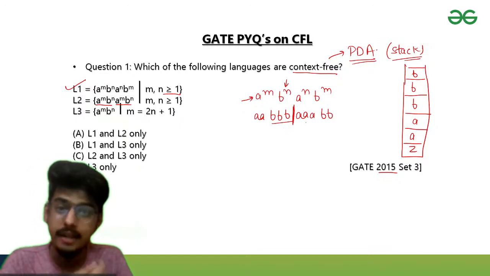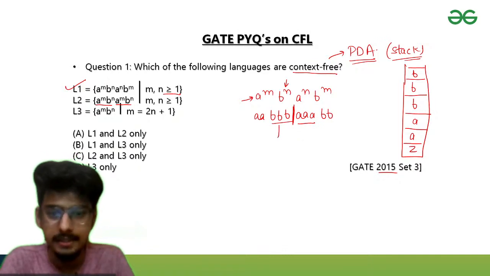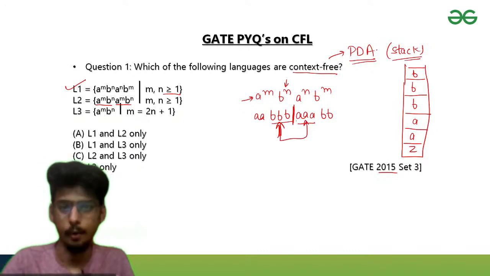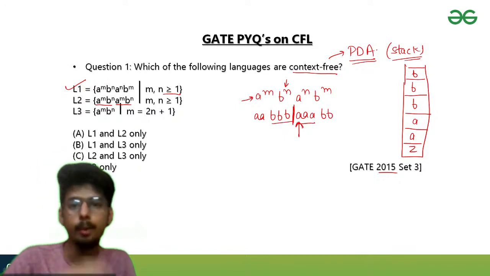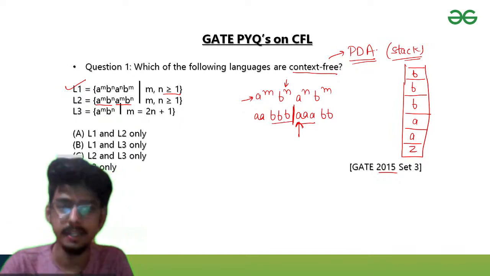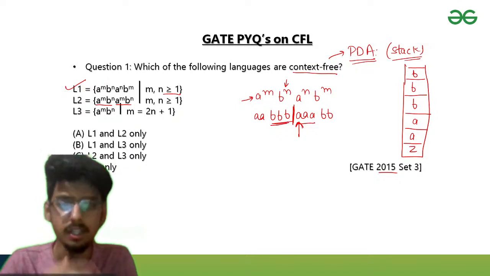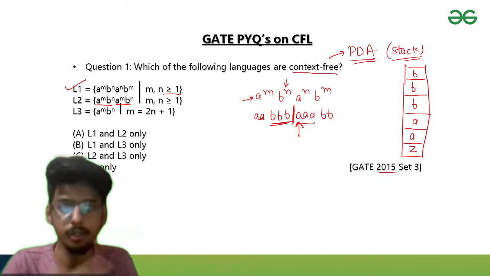Now I have started seeing A's, and I had to compare the previous B's with the A's which I am seeing right now. Okay, as soon as I start scanning the A from here, I will start popping out the elements from the stack, because the top of the stack contains this B, right? So I will try to get the elements out of the stack because I want to compare it.